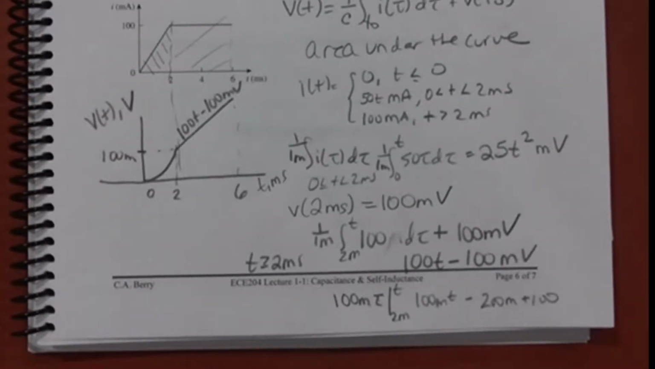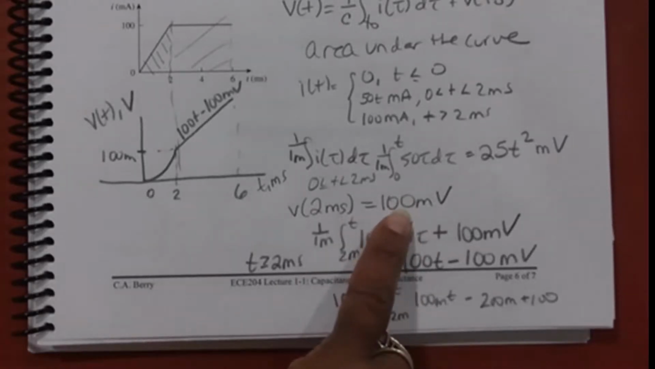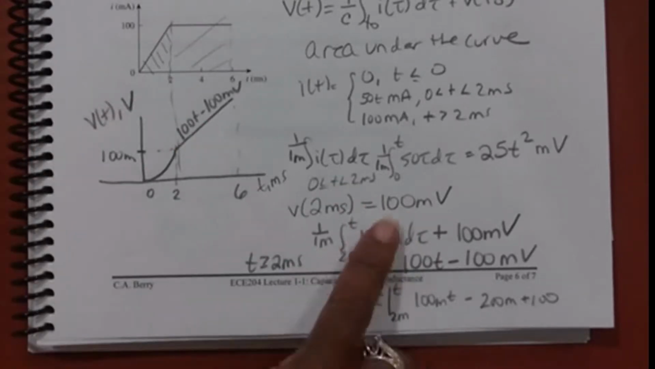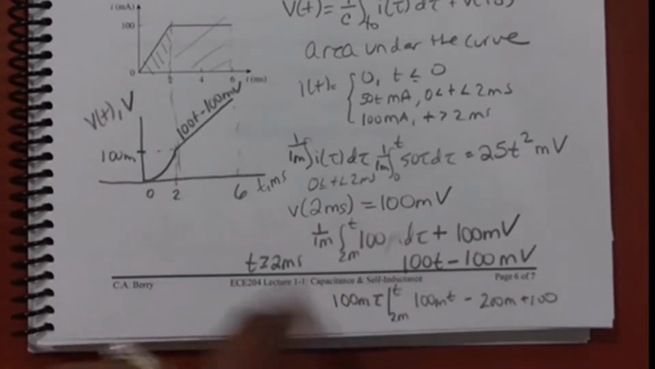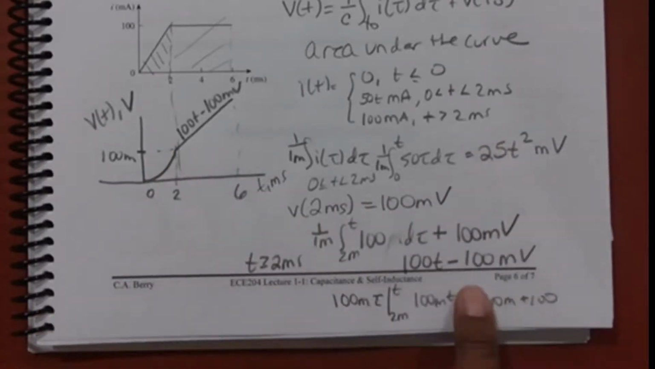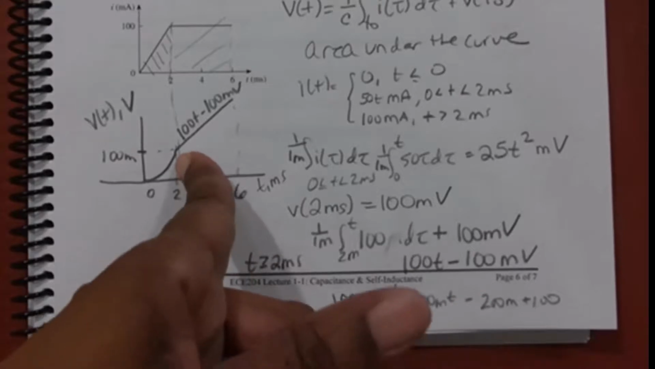Yes? What is it when it's at 2? So it's continuous. It's got to be because it's a capacitor. So right at 2 milliseconds, it's 100 millivolts. And because it's voltage, it has to be continuous. So whether I stick it in this formula or that formula, it better give me 100 right there.